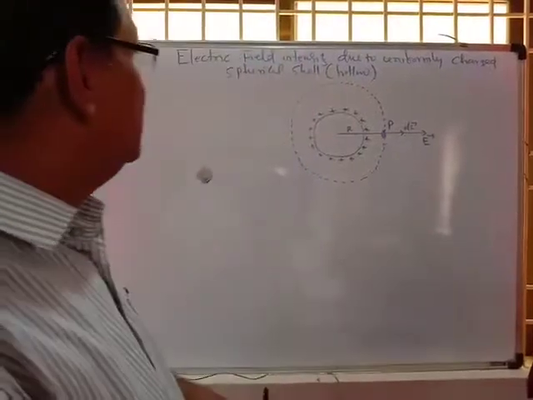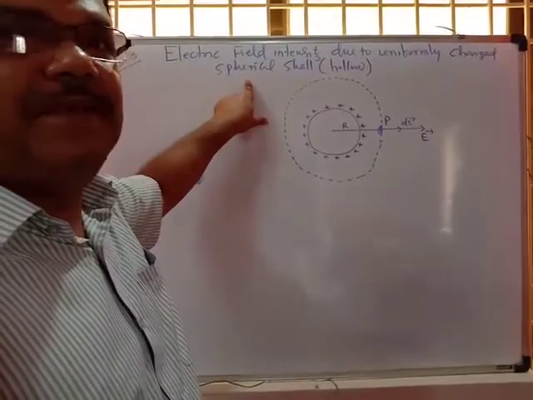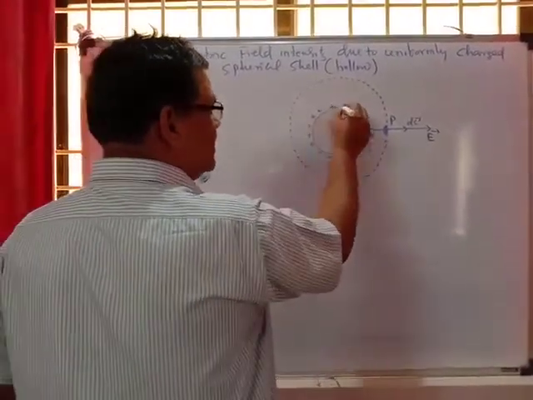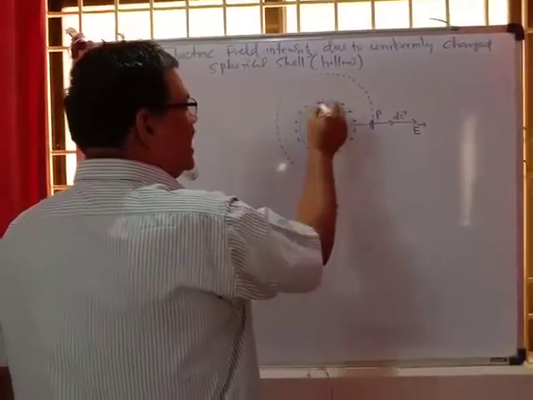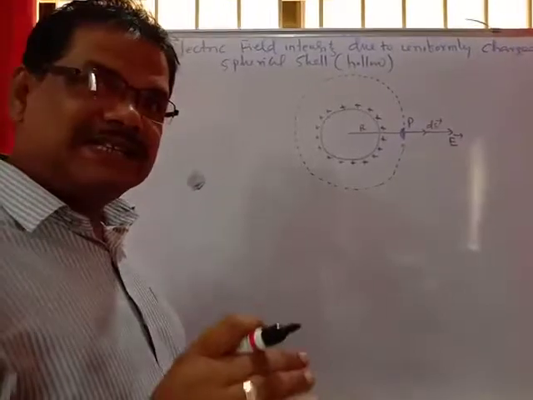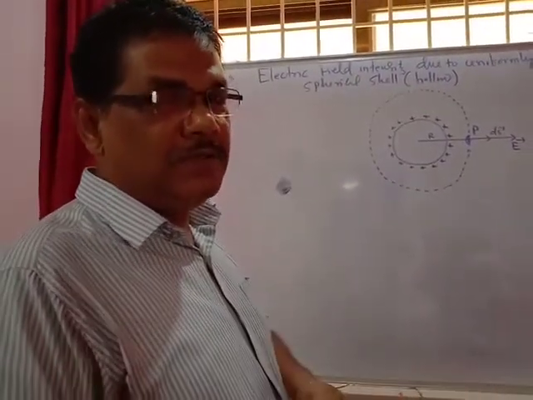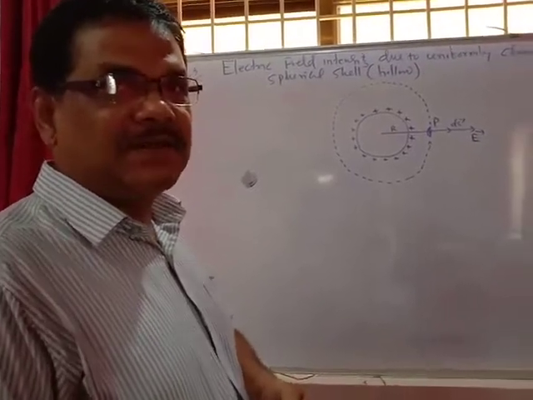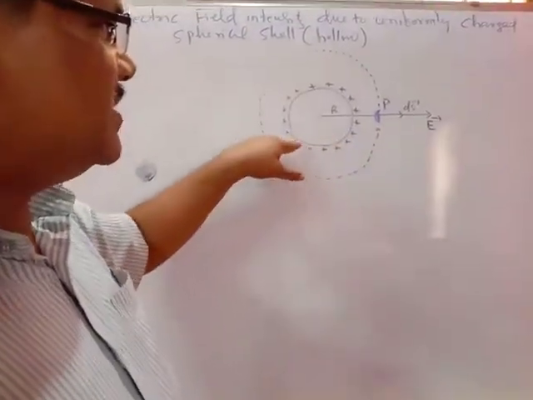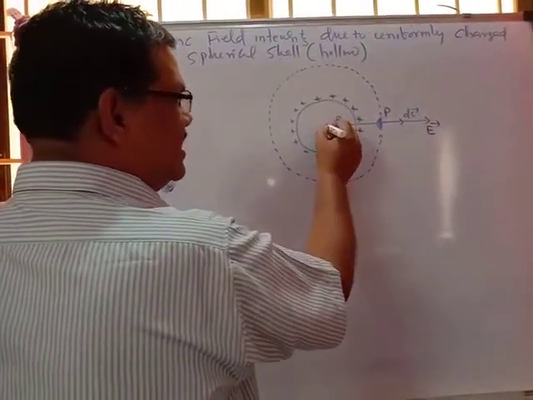The application is that you have to find out the electric field intensity due to a uniformly charged spherical shell. This is a hollow spherical shell, and the charge is given to this hollow shell so that the charge is distributed uniformly. You already know that charges reside on the surface of the shell, so charges are distributed on the surface of the spherical shell, and R is the radius of the spherical shell.